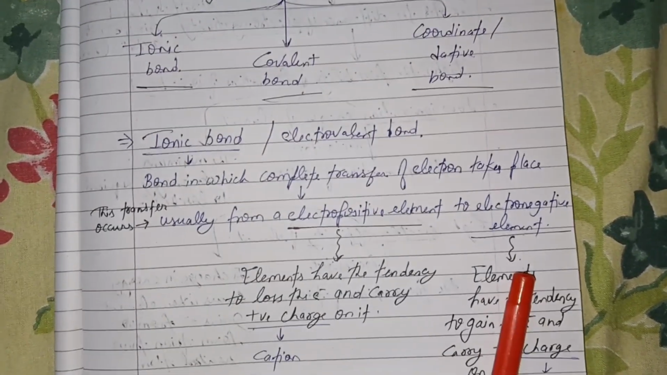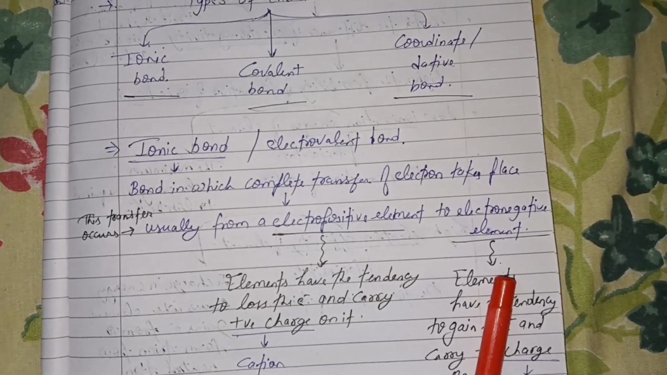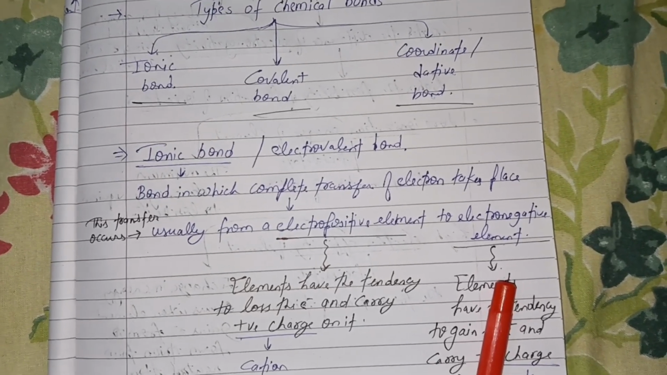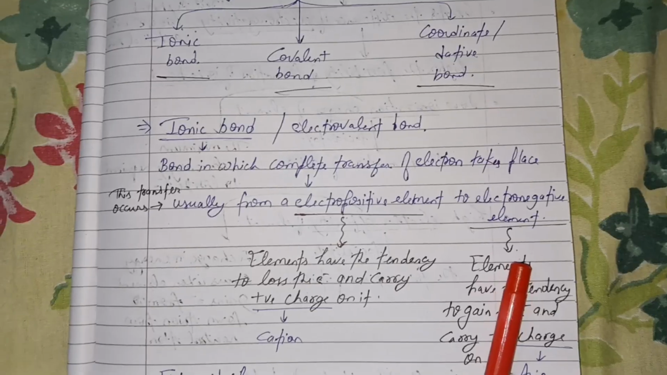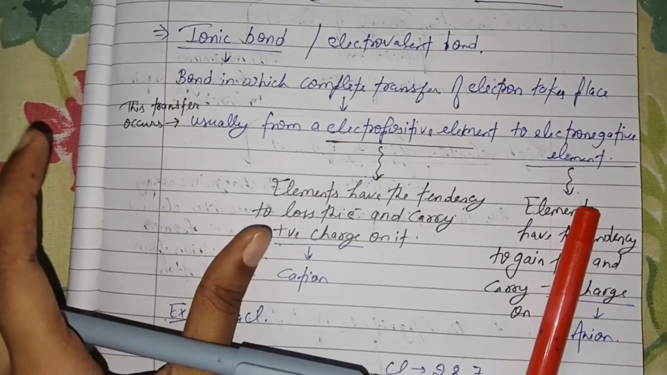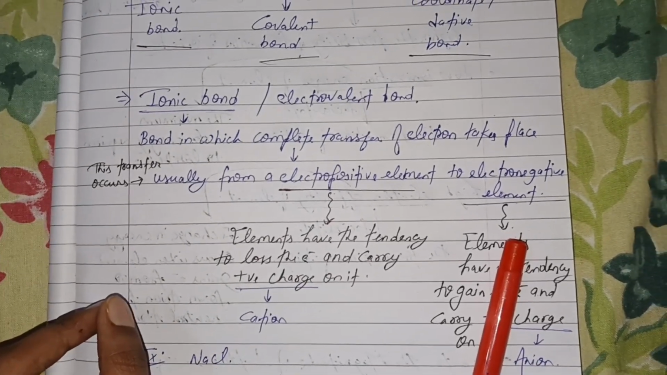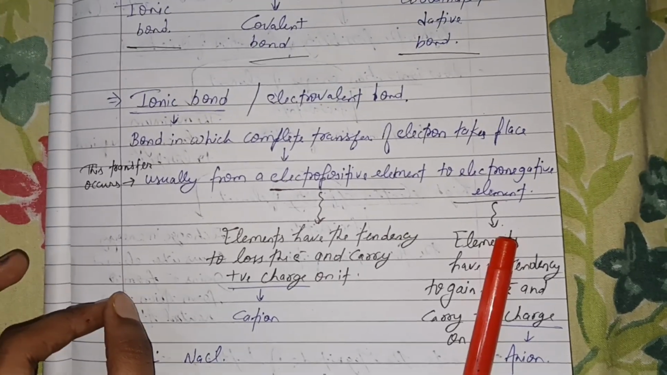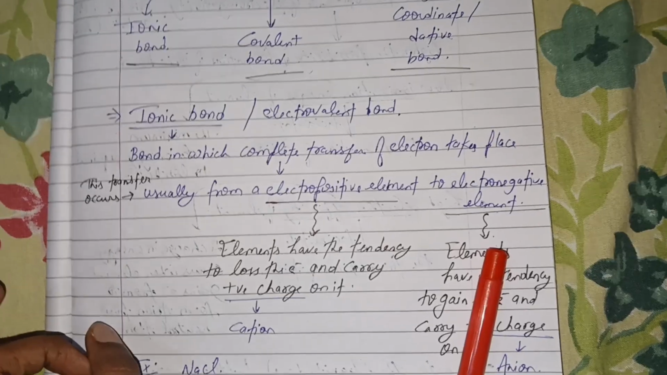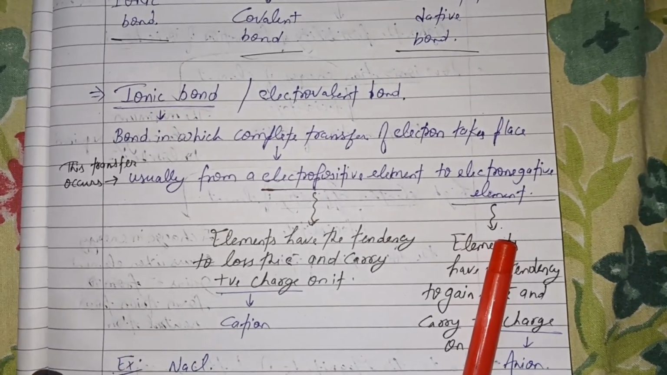In this video we will primarily focus on the ionic bond, which is also known as electrovalent bond, and in our next video we will discuss covalent and coordinate bonds together. So let's start. Ionic bond, also known as electrovalent bond. Now what is ionic bond? Ionic bond is a bond in which a complete transfer of electrons takes place, or we can say that the transfer of electrons from one atom to another atom is how an ionic bond forms.